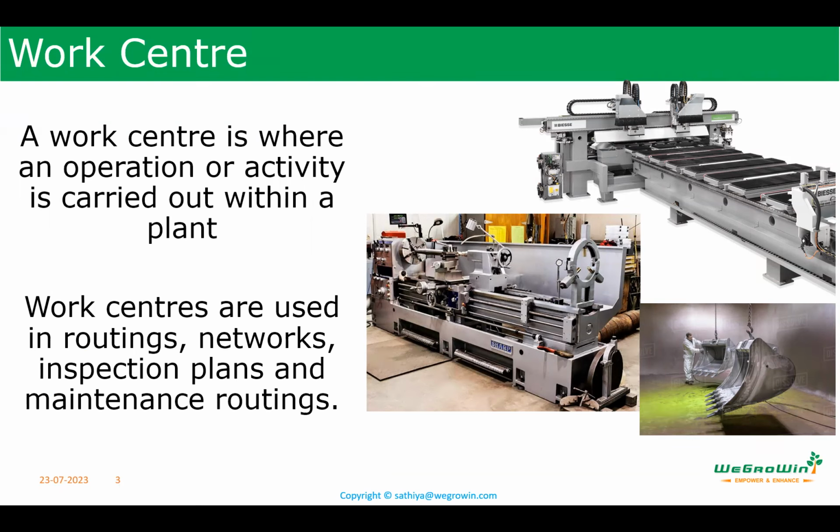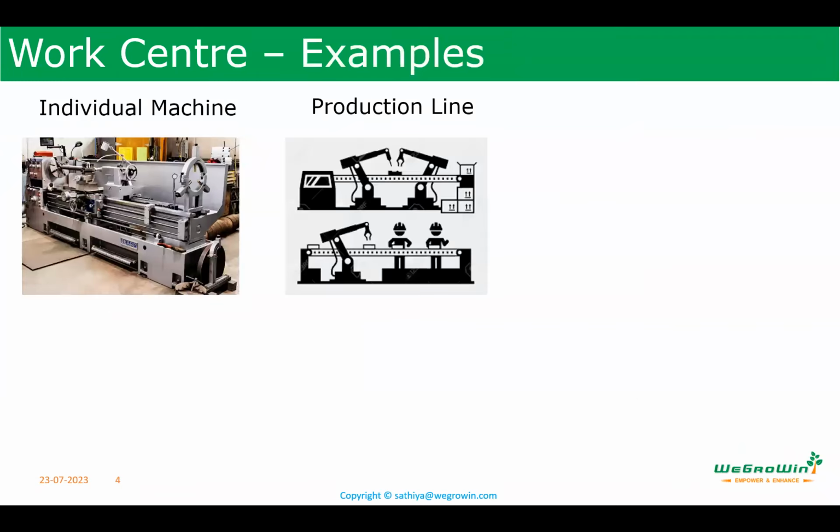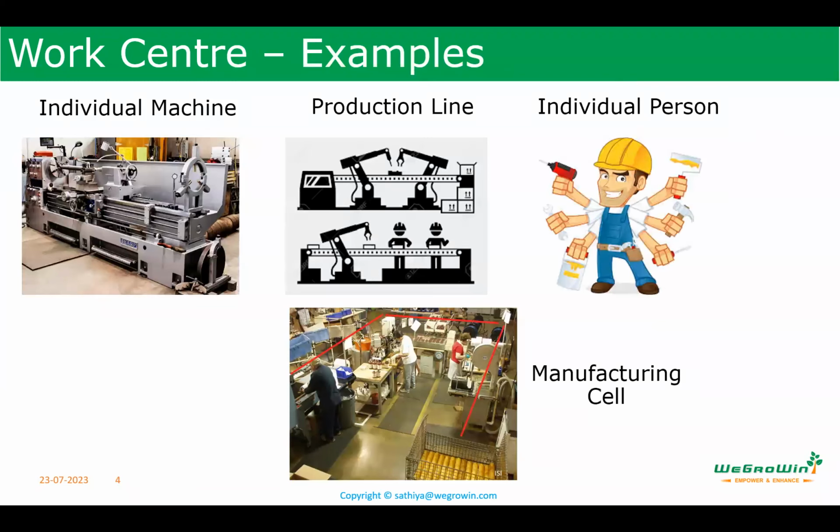Work center is used in routings, networks. Network is for projects. Inspection plan is for quality. Maintenance means plant maintenance and all. So a work center can be an individual machine, or it can be a production line, or it can be an individual person or group of people, or it may be a manufacturing cell.